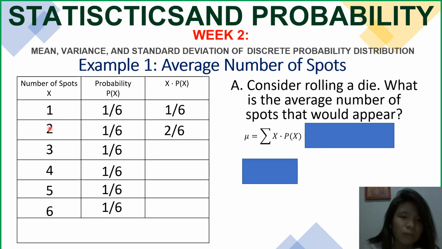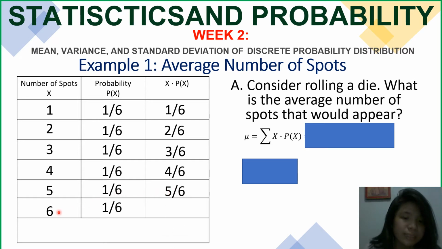The denominator of 2 is 1. So multiply numerator by numerator, that is 2 times 1 is 2 over the denominator of 2 is 1. So 1 times 6 is 6. That is why x multiplied by p of x is 2 over 6. The third one is 3 multiplied by 1 over 6, that is 3 over 6. 4 multiplied by 1 over 6 is 4 over 6. And 5 multiplied by 1 over 6 is 5 over 6.